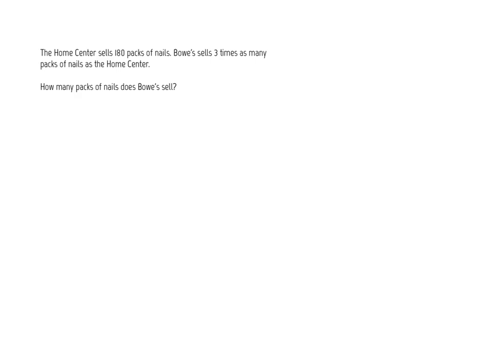This problem is the next step in the multiplication bar modeling that we would do. So here, if we read, the home center sells 180 packs of nails. Bose sells 3 times as many packs of nails as the home center, and we need to know how many packs of nails Bose is selling. So when we're looking at this, we would notice that we are comparing 2 things. So we would draw 2 models, or 2 bars in the model.